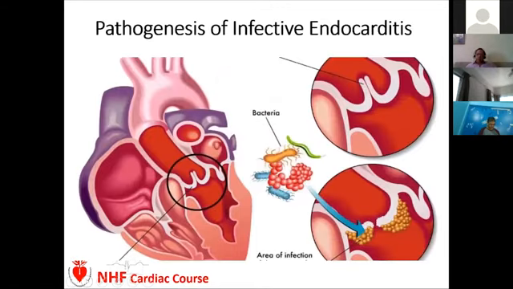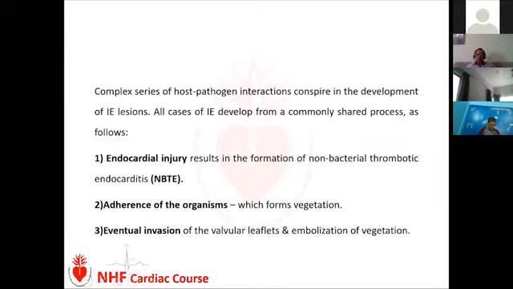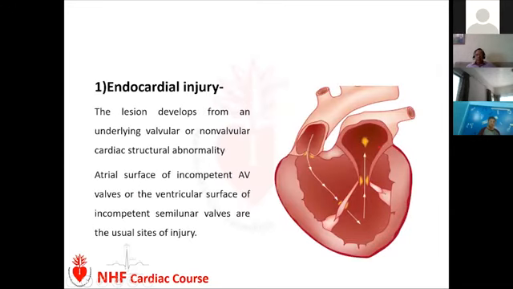Pathogenesis of infective endocarditis involves a series of complex host-pathogen interaction. There are three commonly shared processes. The first one is endocardial injury that results in the formation of non-bacterial thrombotic endocarditis that is also known as sterile vegetation. Then adherence of the bacteria which forms the vegetation and eventual invasion of the valvular leaflet and embolization of the vegetation. Endocardial injury usually resulting from valvular or non-valvular cardiac structural abnormality. Usual sites are atrial surface of the incompetent atrioventricular valve and ventricular surface of the incompetent semilunar valve.